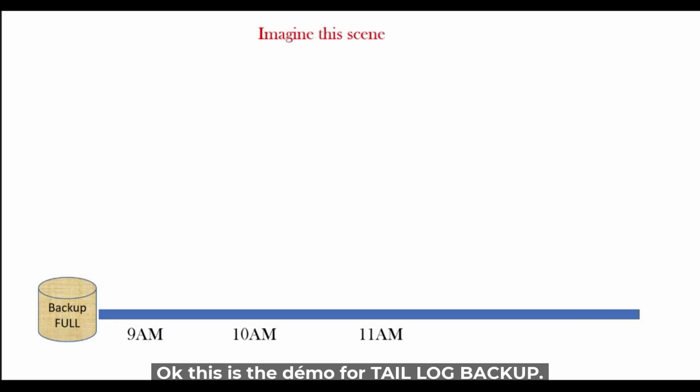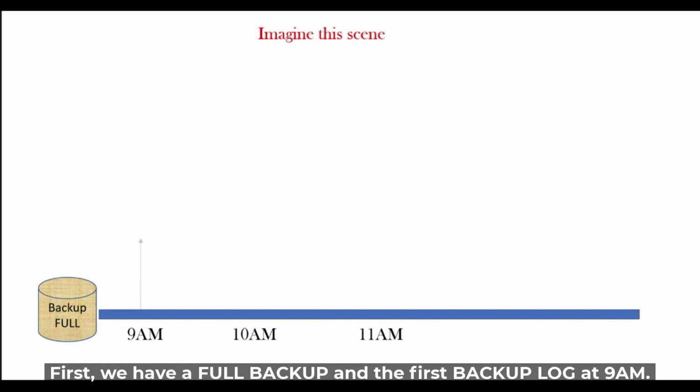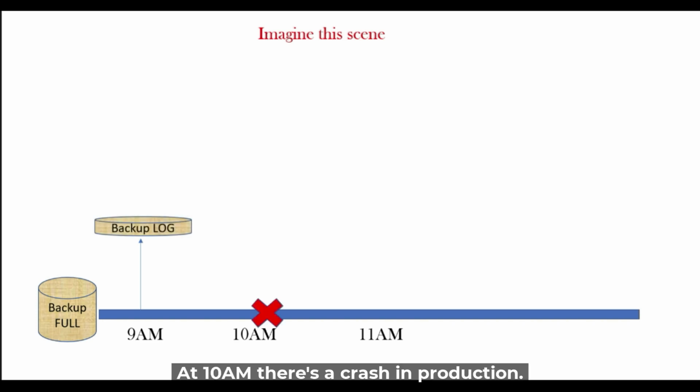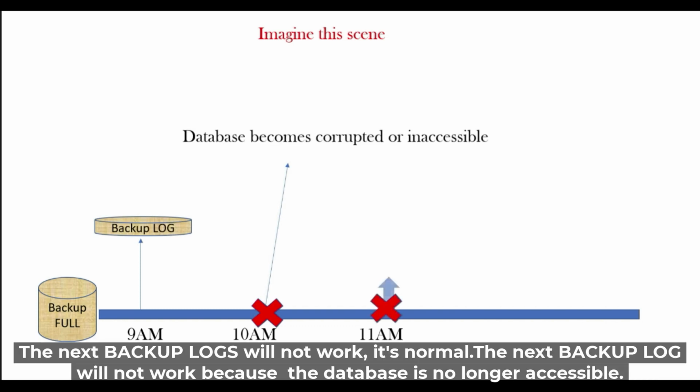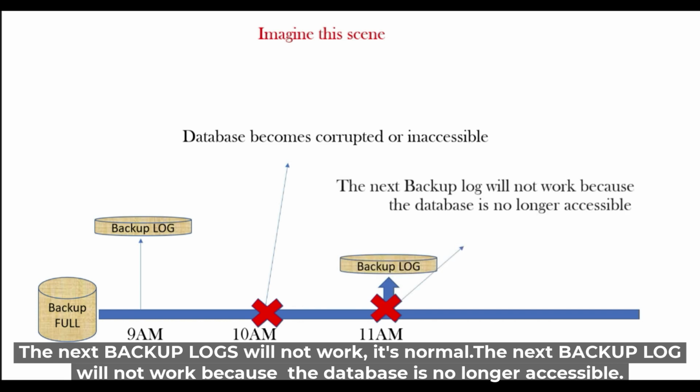Okay, this is the demo for tail log backup. First, we have a full backup and the first backup log at 9 a.m. Okay, at 10 a.m. there's a crash in production. The next backup log will not work, it's normal. The next backup log will not work because the database is no longer accessible.